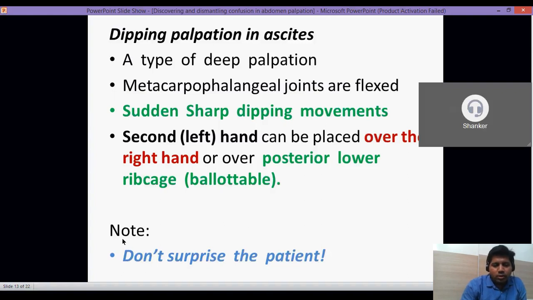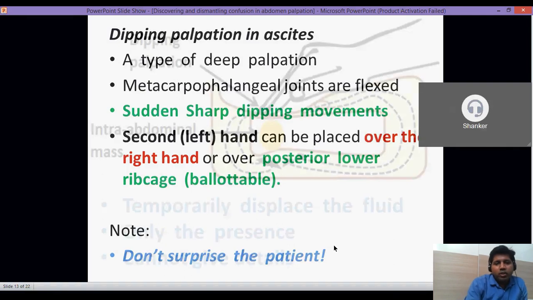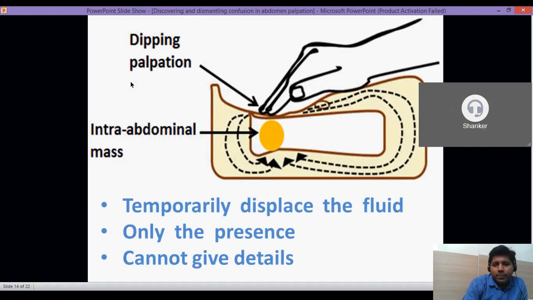Next, notice, don't surprise the patient. Dipping palpation needs aggressive, sudden, jerky movements, and if you have not informed the patient, especially if the patient has tenderness or something like that, you may really surprise the patient, and it may not go well between you and the patient. So make sure that if you are performing dipping palpation, you explain the procedure to the patient, and this will tell them why the sudden dip is necessary.